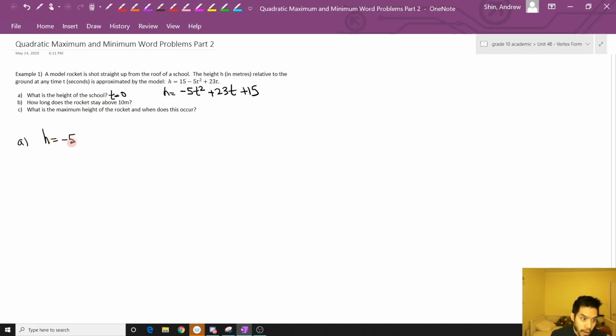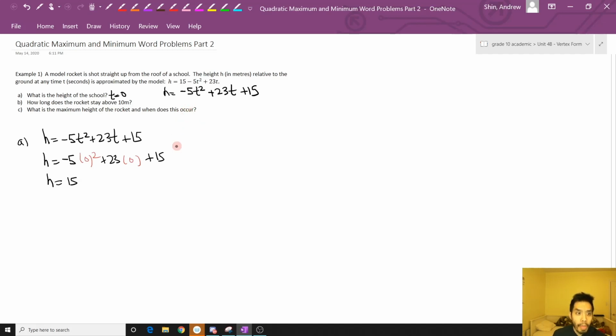So we can do that right away. h equals negative 5t squared plus 23t plus 15, and we substitute t for 0. I'm going to put this in red. 0 squared, I'm going to put a 0 here, plus 23 times 0, I replace t for 0 here, plus 15, and h equals 15. Now you might be wondering, Mr. Shin, you shouldn't have been doing this. There's another faster way of doing this.